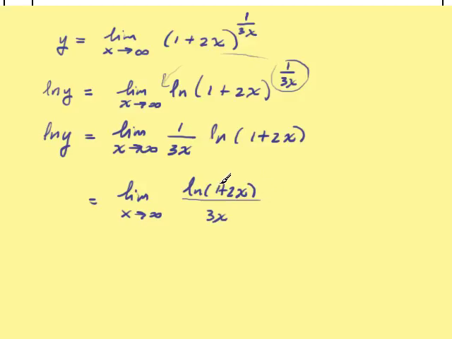And now as x goes to infinity, the numerator is going to infinity, and so is the denominator. So this is of the form infinity over infinity. And we're going to apply L'Hopital's rule. All right, so limit x goes to infinity.